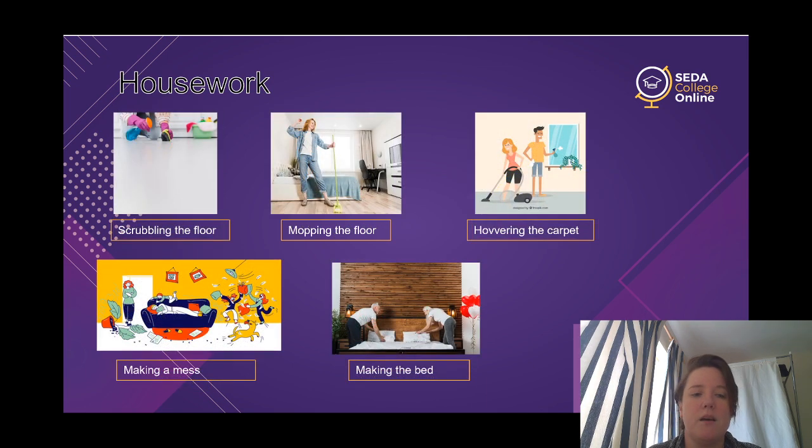Some more. The next one, scrubbing the floor. A lovely job, I have to say. So scrubbing the floor. The next one is mopping the floor. Okay, so you mop the floor. So you use a mop to mop the floor. The next one is hoovering the carpet. Okay, so you hoover the carpet. So hoovering the carpet here.